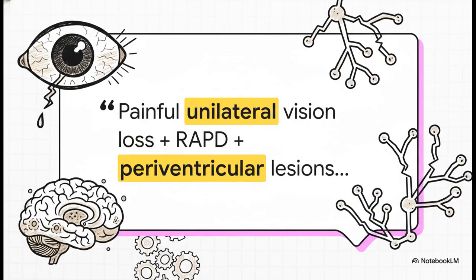And here is a perfect example of how they'll test this. A young adult comes in with painful vision loss in just one eye, a relative afferent pupillary defect, that's the RAPD, and an MRI showing those periventricular lesions. What's the diagnosis? It's MS optic neuritis. You have to recognize that pattern instantly.